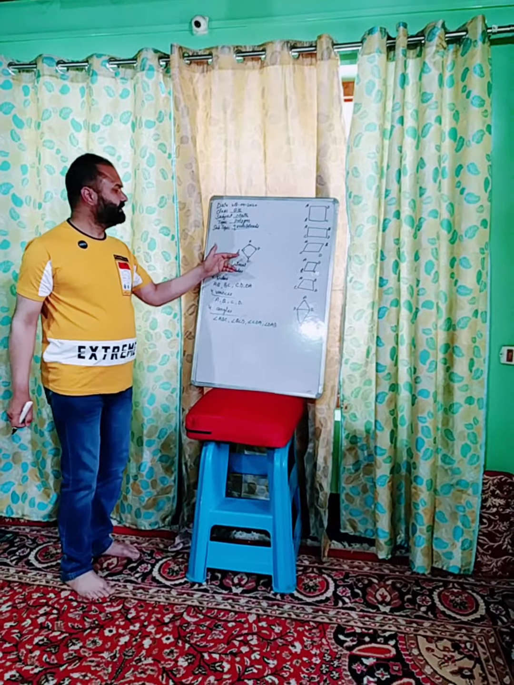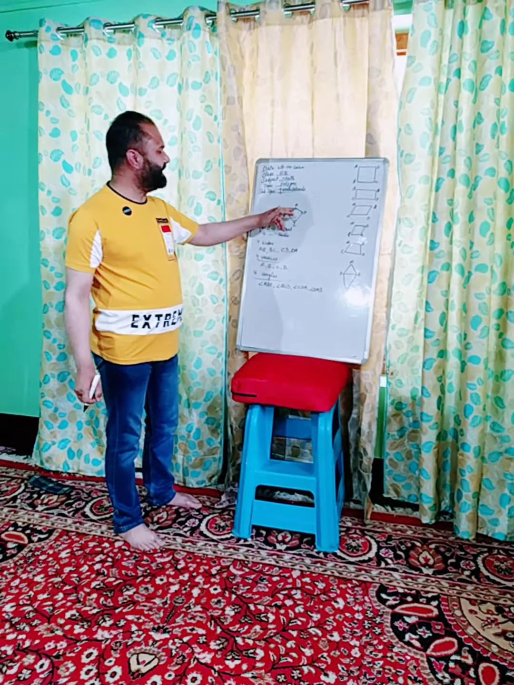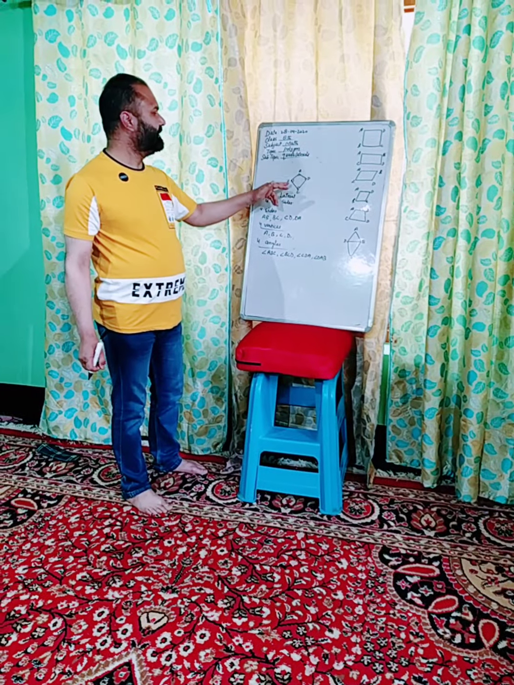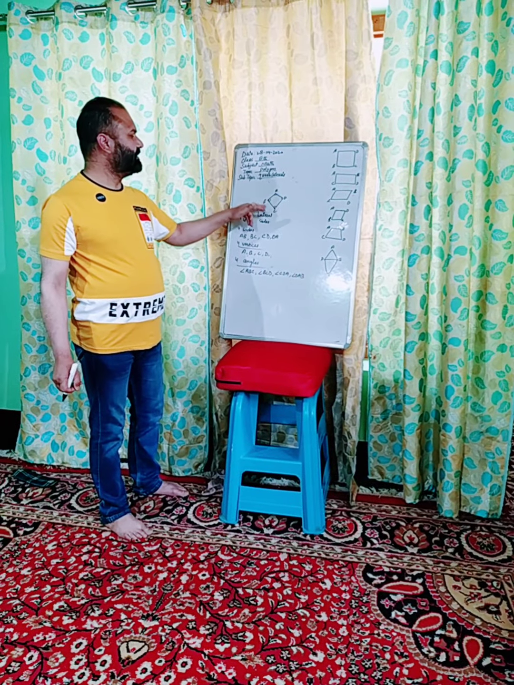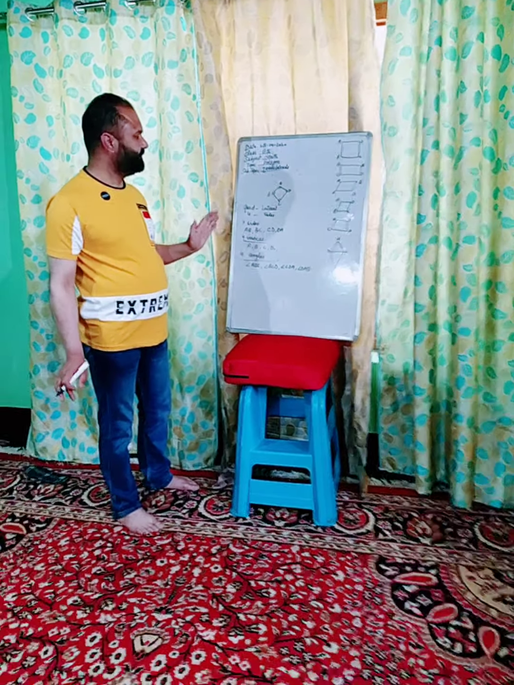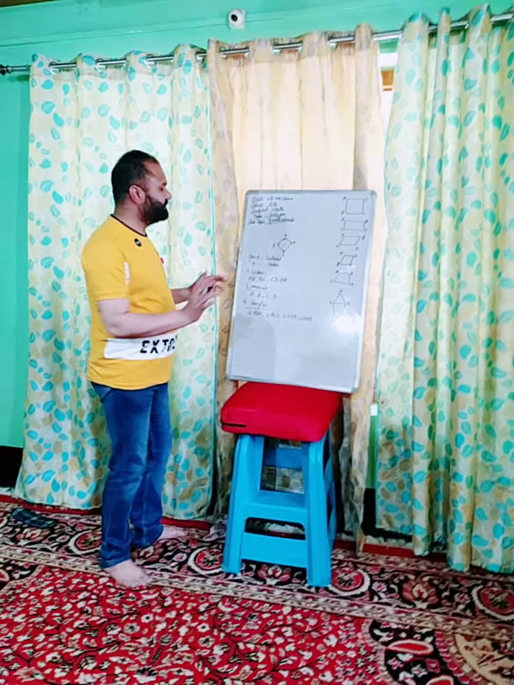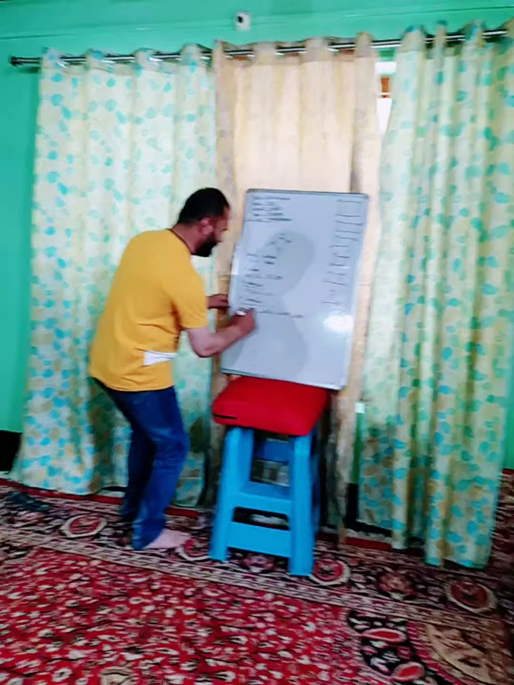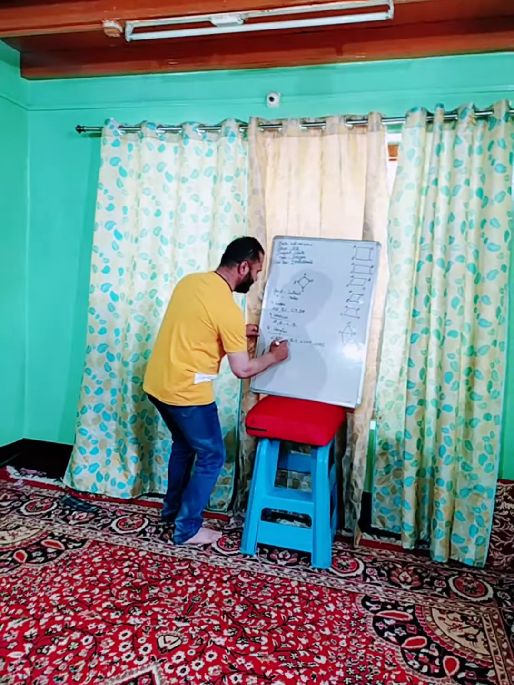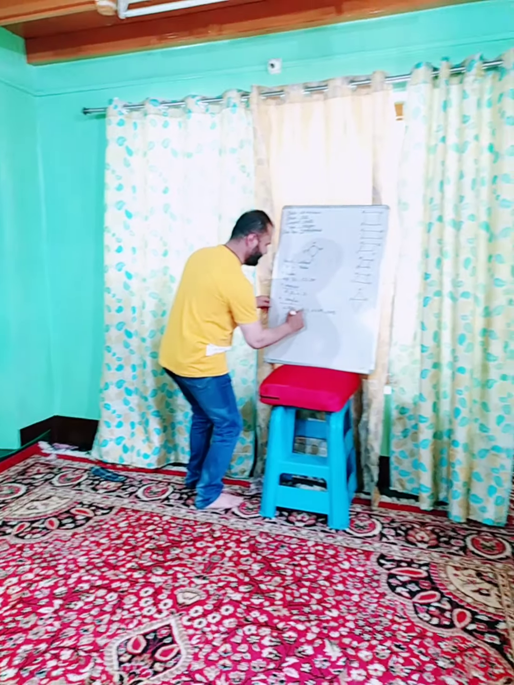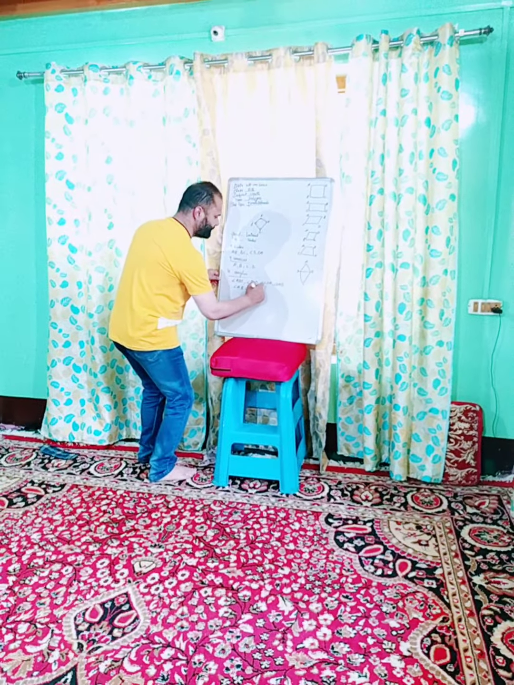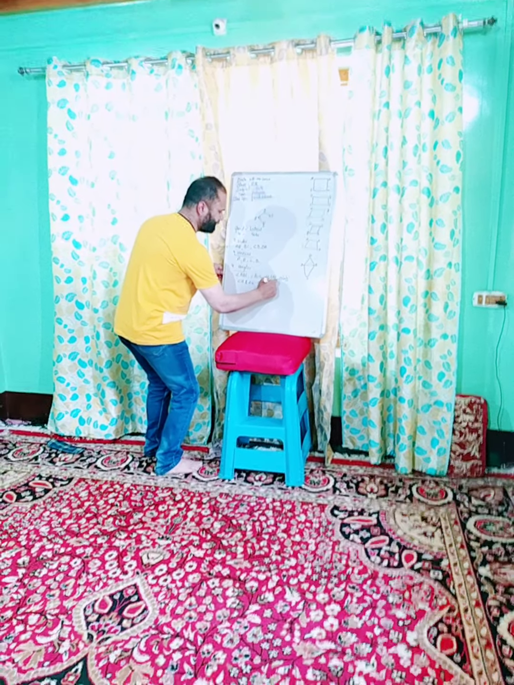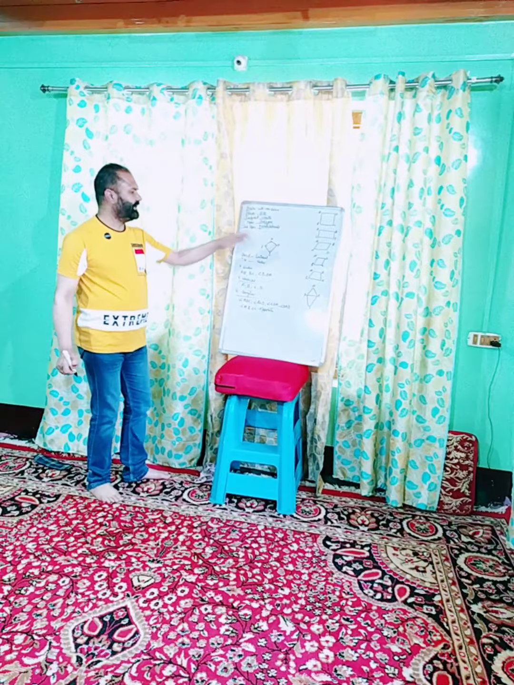It has two pairs of parallel sides. This side AB is parallel to CD and AD is parallel to BC. It has two opposite angles, angle A and angle C. These are opposite. Two opposite sides and two opposite angles.